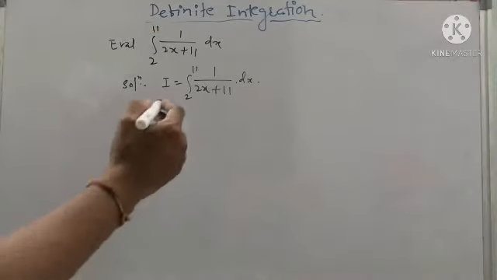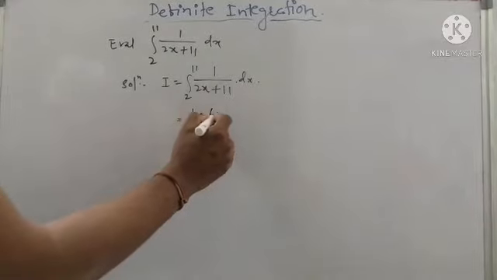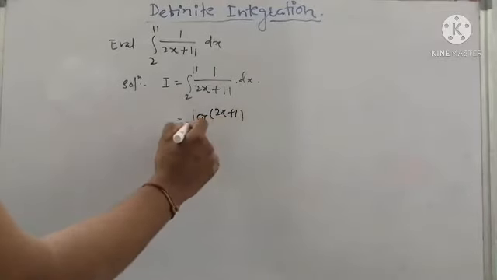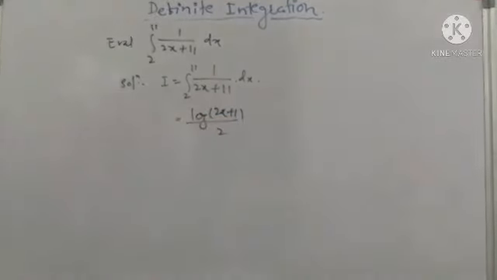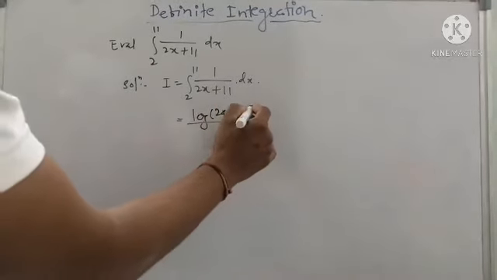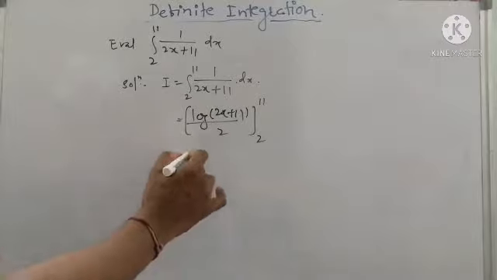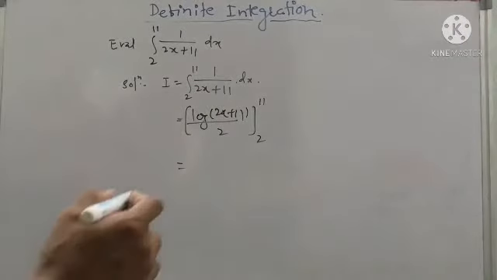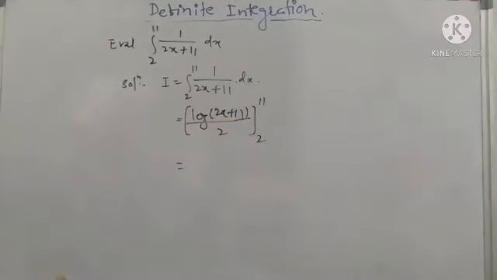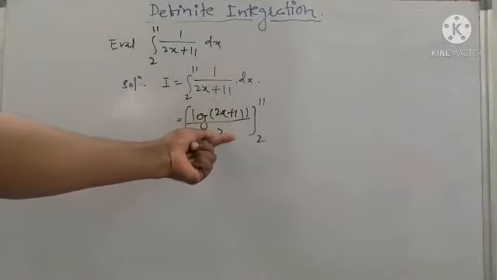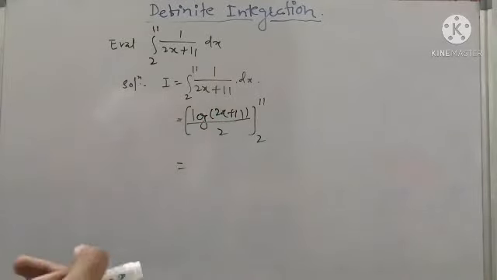with coefficient 2. We get the integration log of 2x plus 11 divided by 2, and instead of putting plus c, we put the limits of integration, lower limit 2 to upper limit 11. Now you can observe here that in the integration you get the term of log and a constant. Now by putting the upper limit we get the upper value, and putting the lower limit we get the lower value, and then we subtract them. The constant remains as it is in the integration.